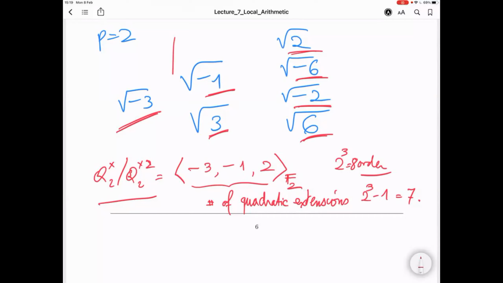And I've written them in 3 rows. There's a reason for doing it, which need not concern us for the time being. It has something to do with the ramification filtration, and this gives you the unramified extension and so on. But we have not defined these things, so we just take it that there are 7 quadratic extensions of Q2, and these are the ones.